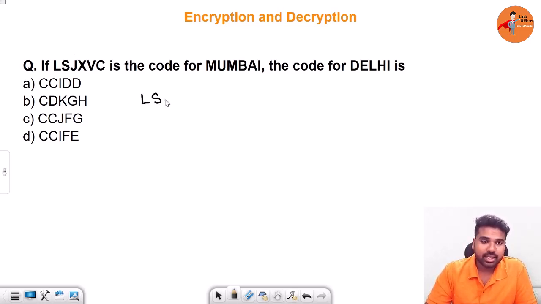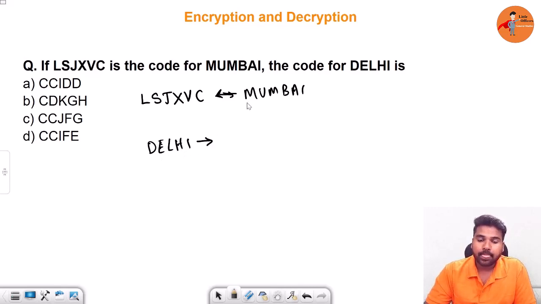LSJXBC is the code for Mumbai. Okay. And what is the code for Delhi? That's what we need to find. Delhi के लिए क्या code है? See, simple. We need to find the logic between these.